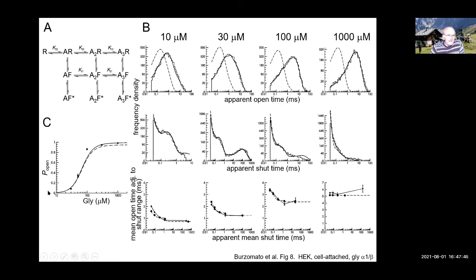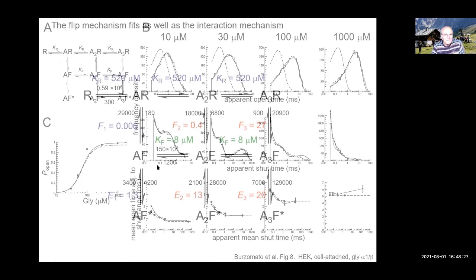This also is the P-open curve, and these lines are not fitted to it, but they're predicted from this mechanism and the maximum likelihood estimate of the rate constants in that mechanism. And the dashed line, you can see, the solid line fits beautifully. The dashed line, incidentally, is the prediction if you don't allow for missed events. Missed shutdowns don't make as much difference to the P-open curve as they do to shut-time distributions, say, open-time distributions, but they do make some difference, and even putting that correction in gave you a much better fit.